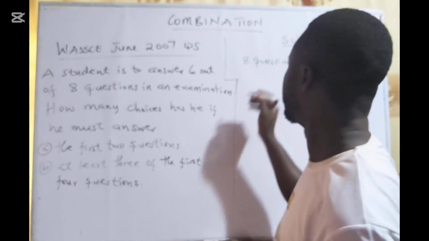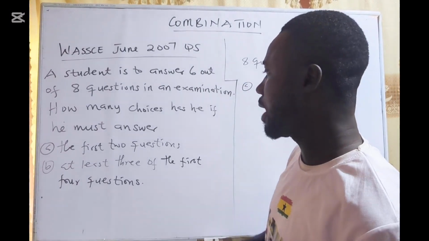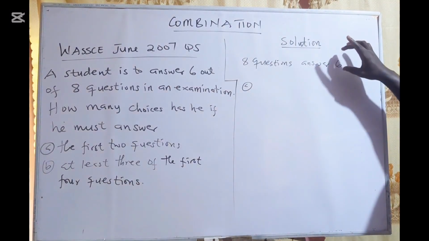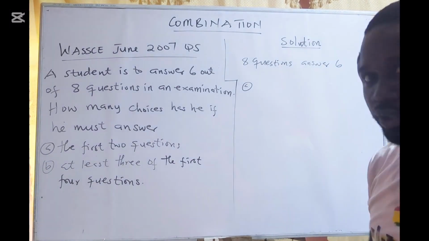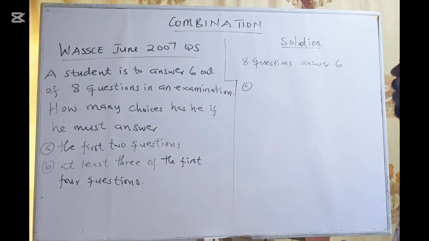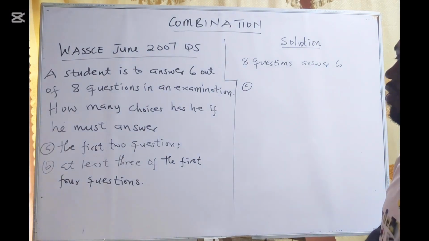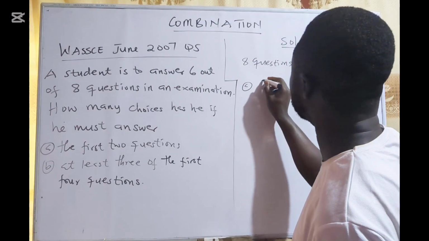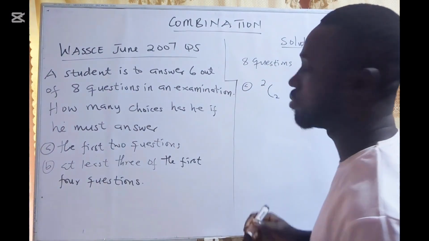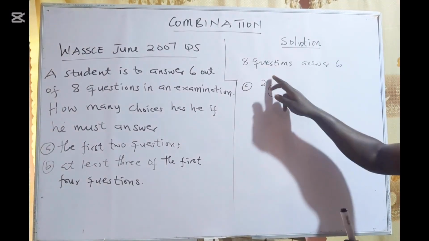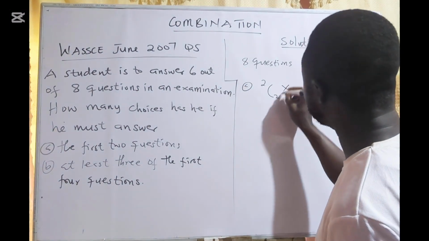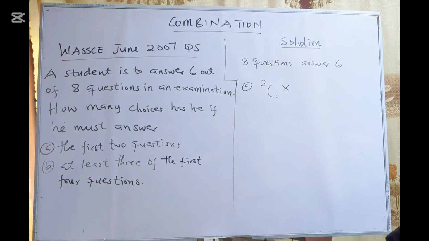All right, the A is that he must answer the first 2 questions. Take note, he has to answer 6, but the first 2 are compulsory. He must answer. So if he must answer the first 2 questions, then the first 2 questions that are compulsory to answer is 2 questions to answer 2. All right, so the first 2 you must answer compulsory, and if he answers the first 2 questions, then how many questions left to answer?